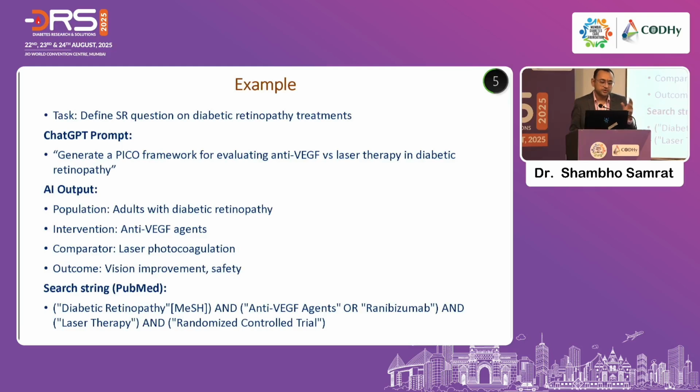I am giving you a small example here. We want to tell ChatGPT, please generate a PICO framework for evaluating anti-VEGF versus laser therapy in diabetic retinopathy. So what is the AI output here? We can get the PICO, it was perfect.